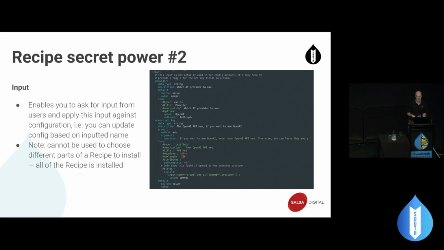You're not able to, as I've read, choose your own event with a recipe. The recipe is meant to be specifying what gets installed. You can't choose based on inputs what parts of a recipe you want to install. It's, I guess, part of the point of keeping it simple.